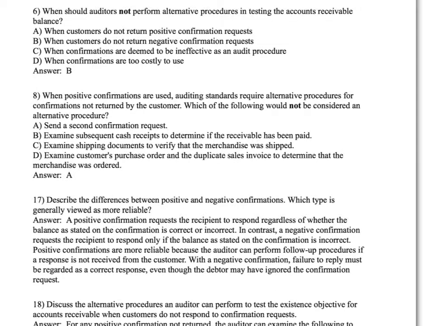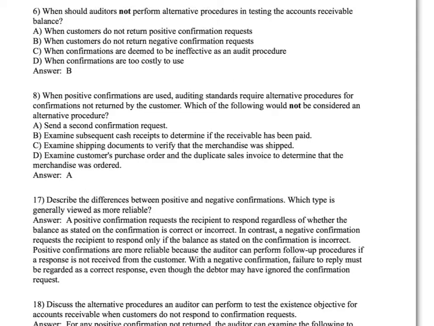Negative confirmations, though, if you don't get them back, you don't perform any alternative procedures. It is what it is. You actually don't want to get them back because if you do get them back, the way that negative confirmations are stated, they only send it back if there is an issue. In which case, if you receive a negative confirmation back, you probably would have to do alternative procedures then, but not when you don't receive one.